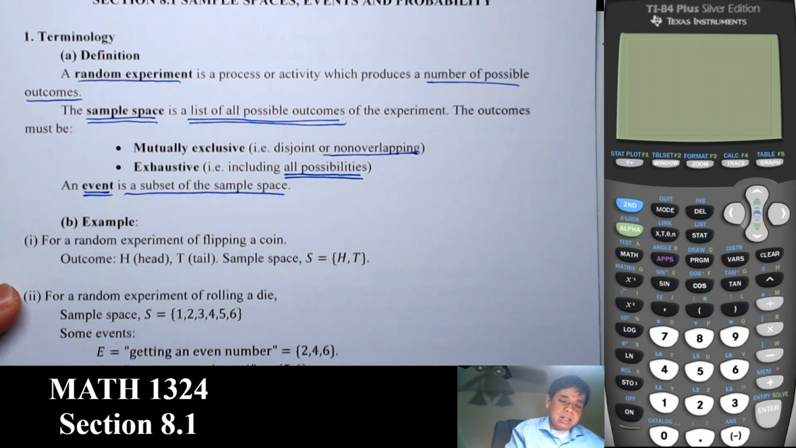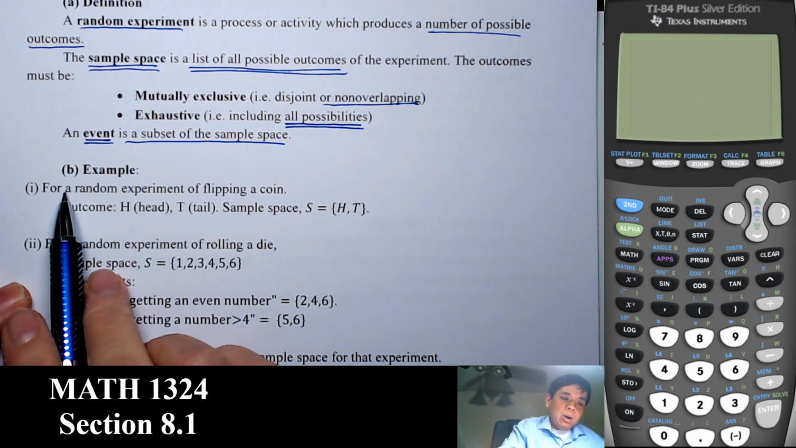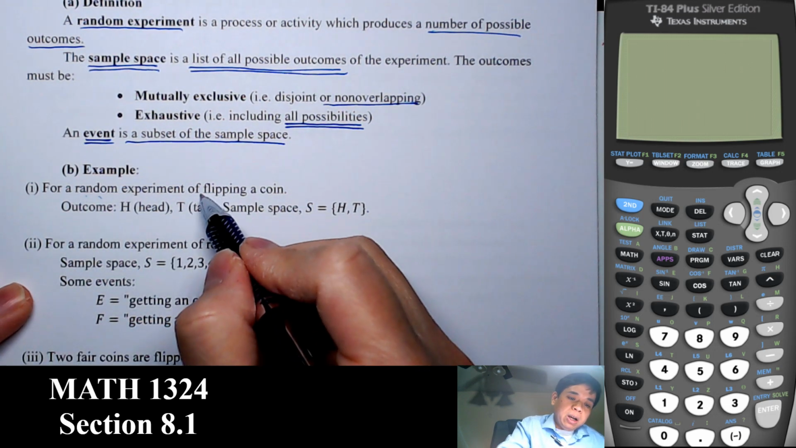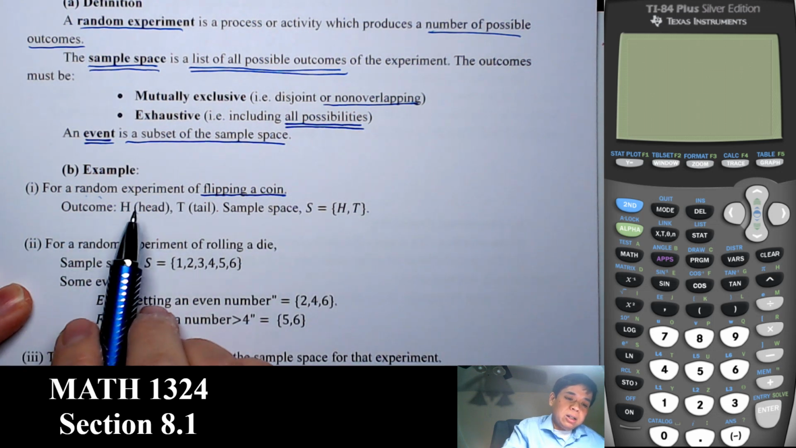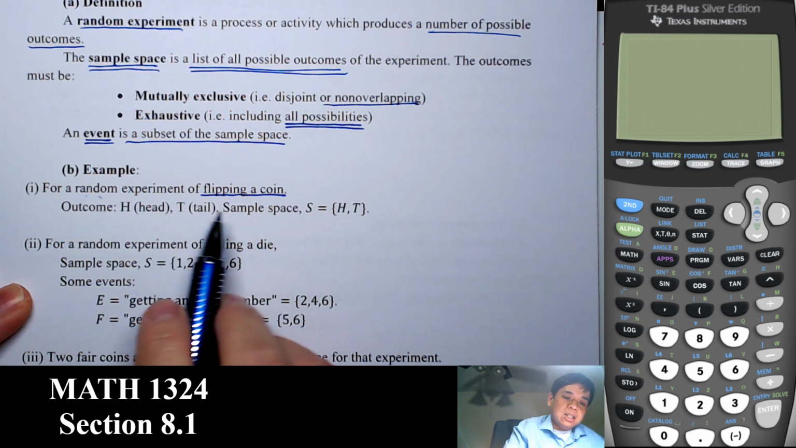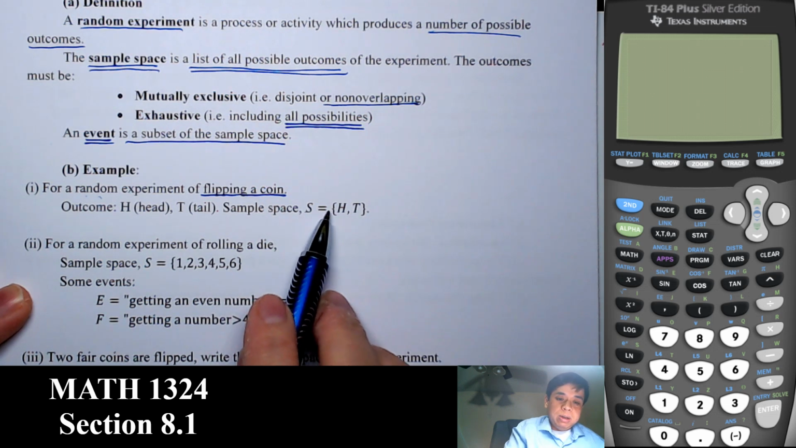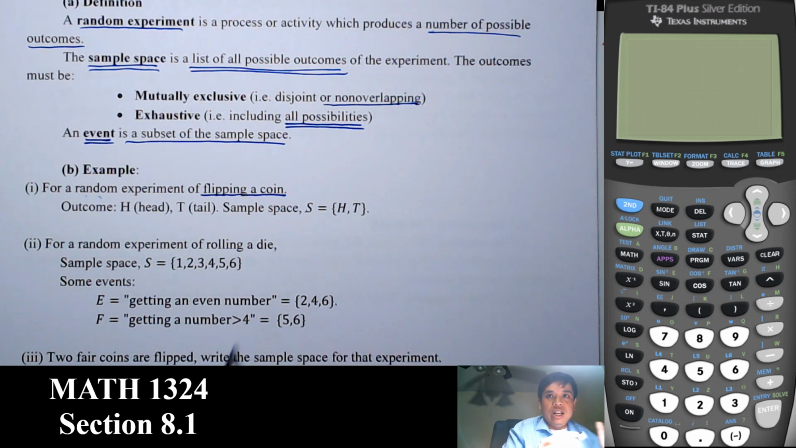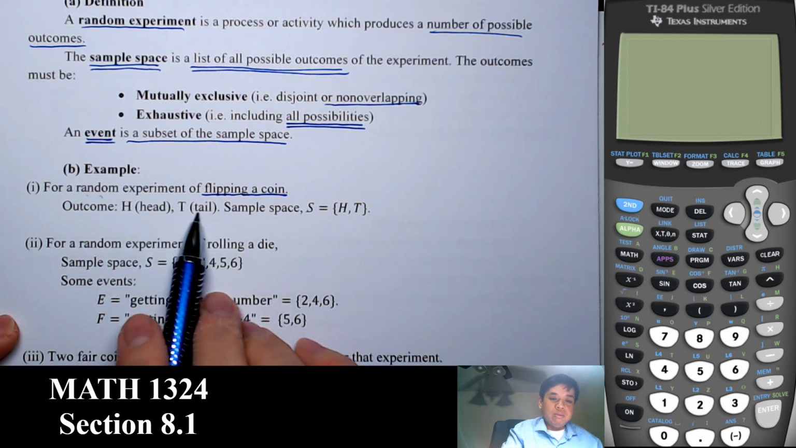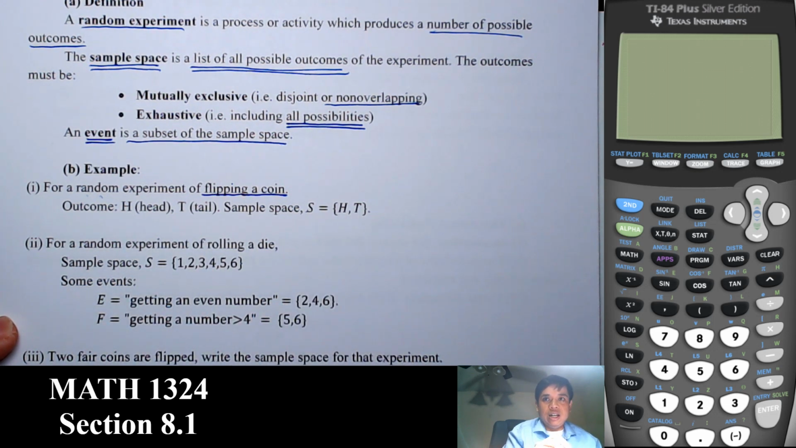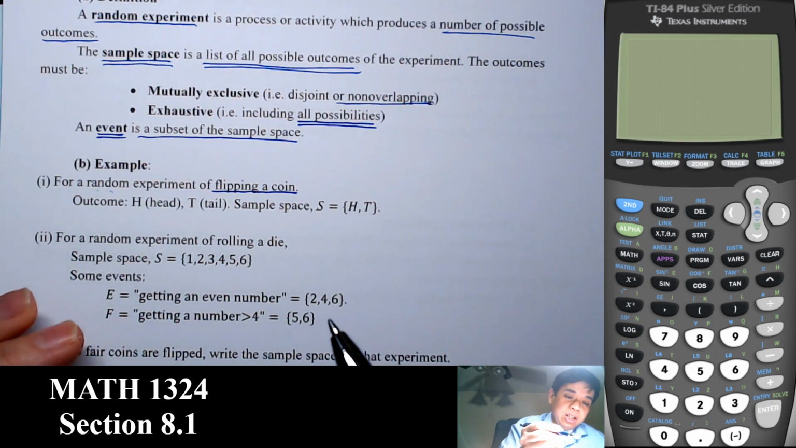So let's look at some examples. We have the experiment of flipping a coin. The outcomes are head or tail. In that case, the sample space will be either head or tail. We list all the possible outcomes, two outcomes, a head or tail. So that is a sample space.